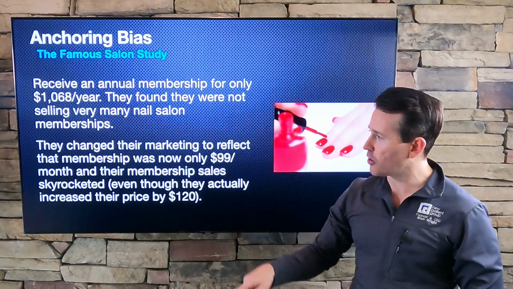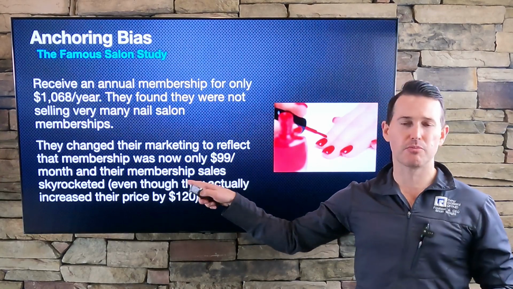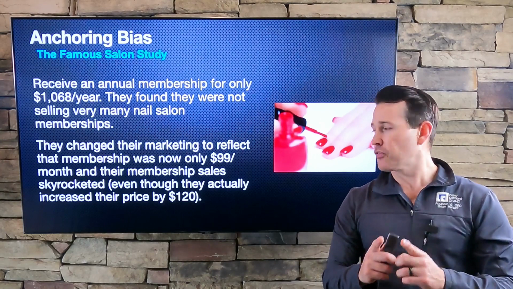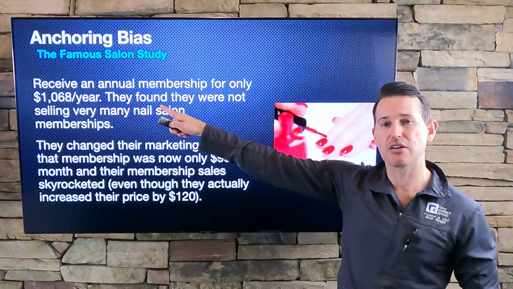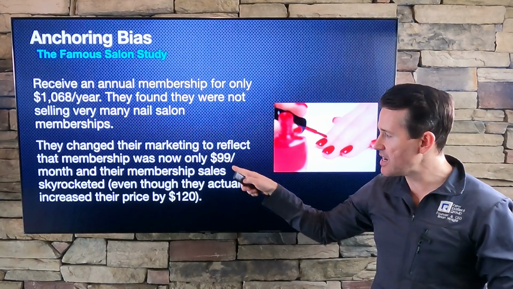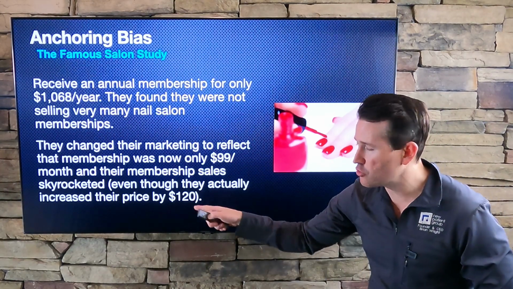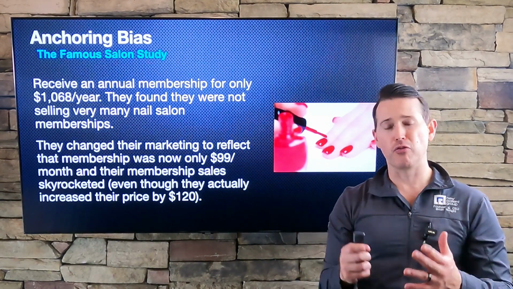They changed their marketing, and then it reflected after they changed the marketing that the annual membership was only $99 a month, okay? And their membership sales skyrocketed. Now, the crazy thing about this is that if you take the math and do $99 a month versus $1,068 a year, the $99 a month comes out to be more expensive. It comes out to be $120 more expensive. And this, if anything, is the proof of what we're talking about.